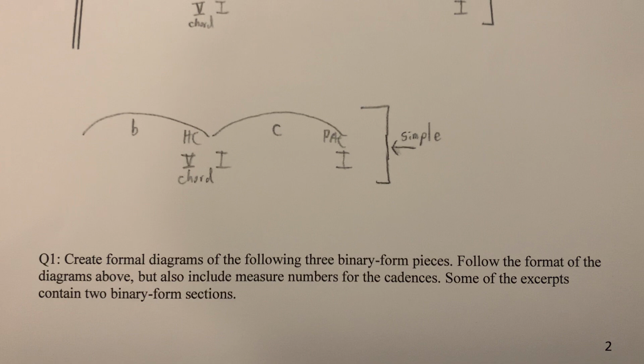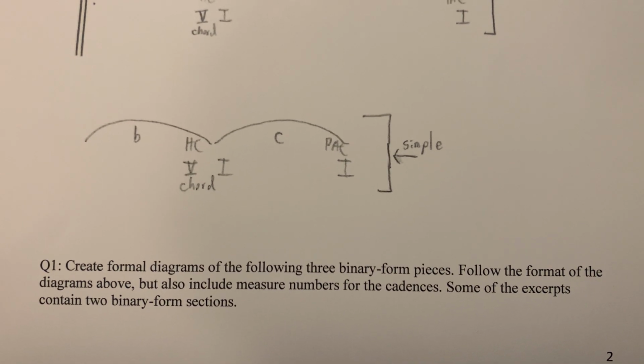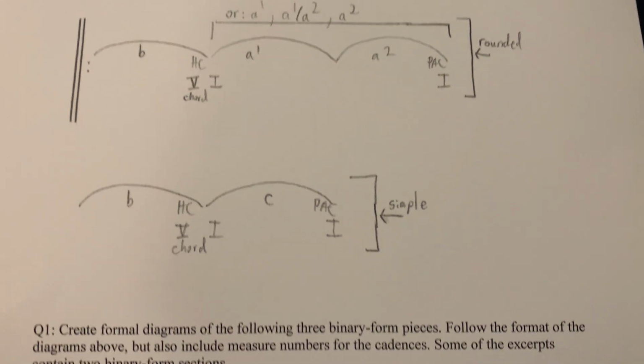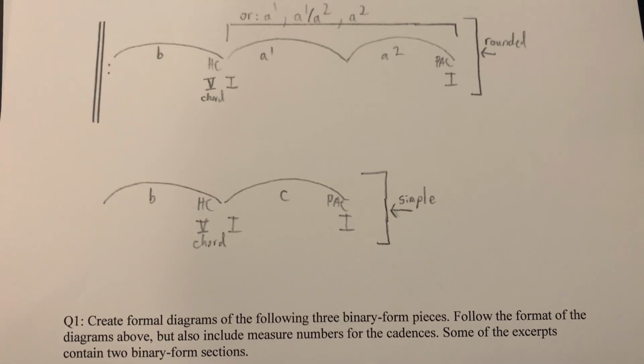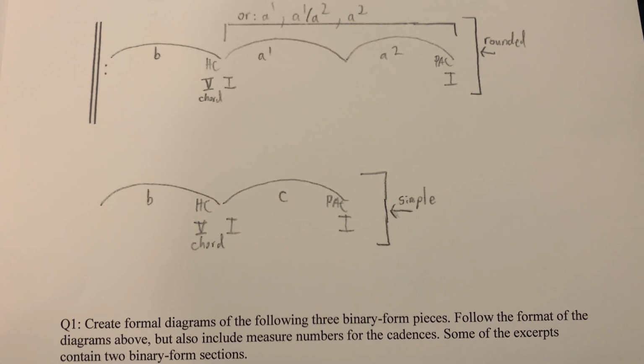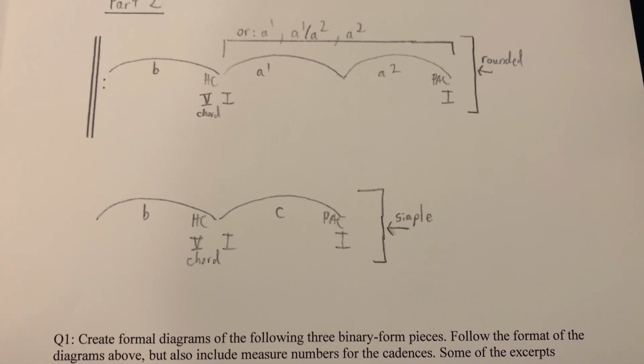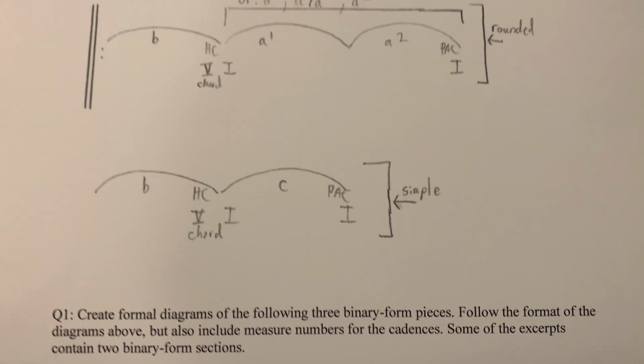So you would use terms like sectional, simple binary, or something like that. But besides that, I want you to basically give me a diagram. And use the format that I'm showing you here in the handout. Kind of make them look like this. Put the key areas underneath. Put the thematic labels.